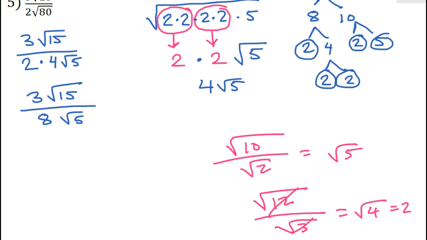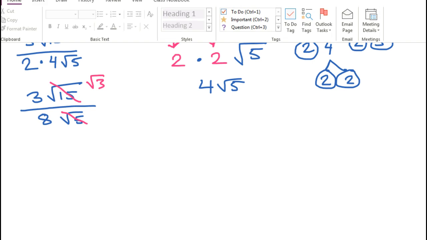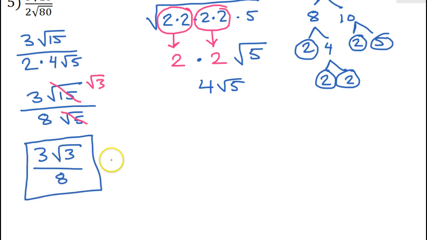All right, let me just clean that up for a quick second. All right, so radical 15 divided by radical 5 is radical 3. So I can go ahead and divide here, and this is going to become radical 3. All right, so that will give me 3 radical 3 over 8. And that will be the final answer for number 5.